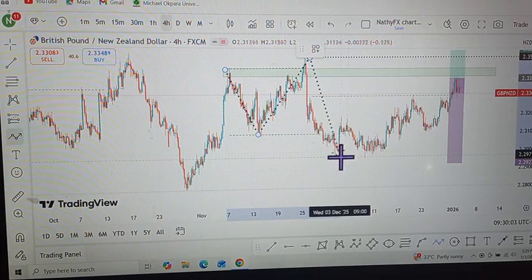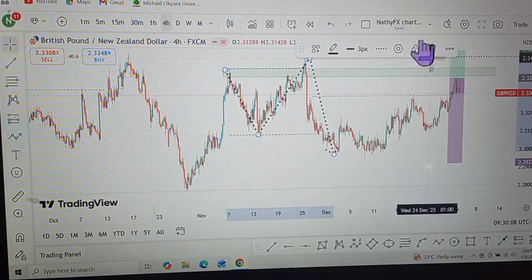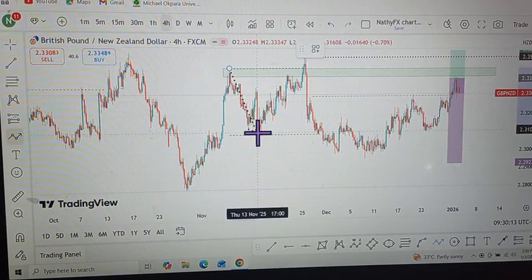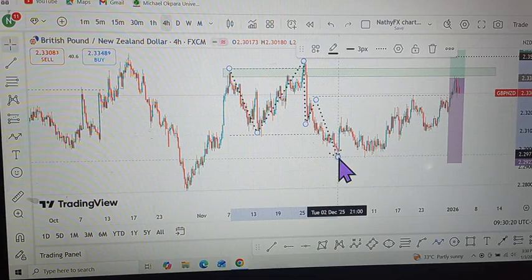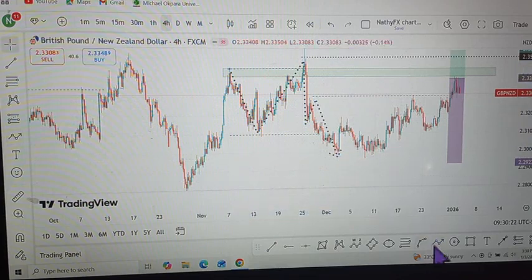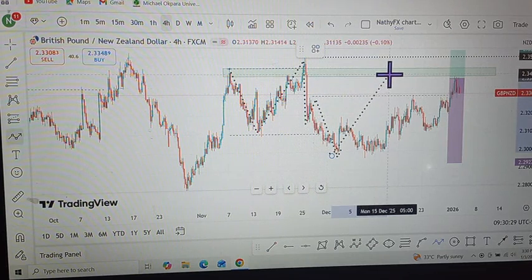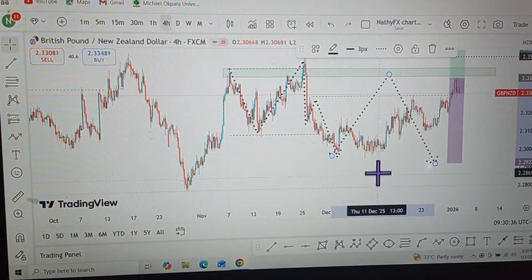Then we saw a break of structure. Before this break of structure, we saw a sweep of the previous high here. Then we saw structural liquidity inside of this place. Then we now saw break of structure. So what do we expect? We want the market to sweep this liquidity here, then tap into our point of interest and now sell off. And sell till we touch the 50%.